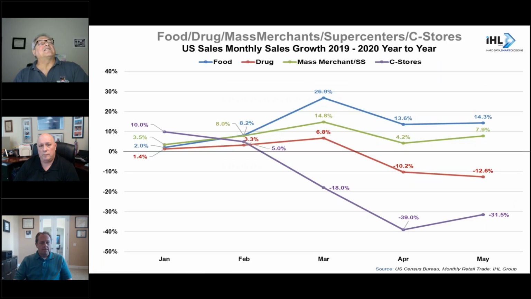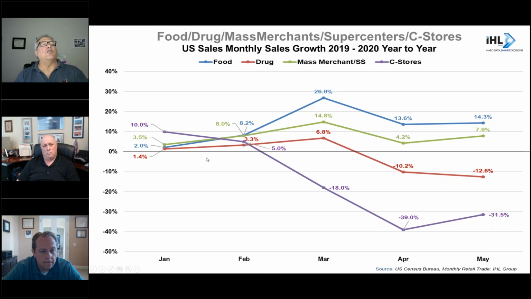Now, this is the same data, but we're looking at it with a slightly different take. What we're looking at is the monthly growth compared to last year for each of these retail segments. On the left-hand side in January, we see all of these guys up in a positive sense. These are the food, drug, mass merchants and supercenters, and C-stores, the FDCM retailers as we refer to them. These guys were all up in January and February, and that was a good thing. We were excited about that news.